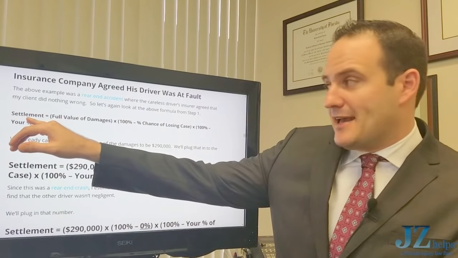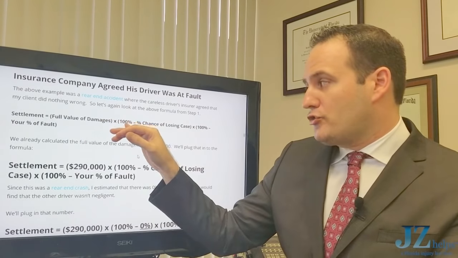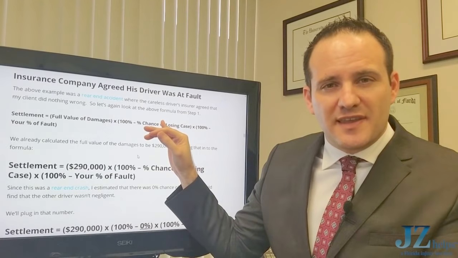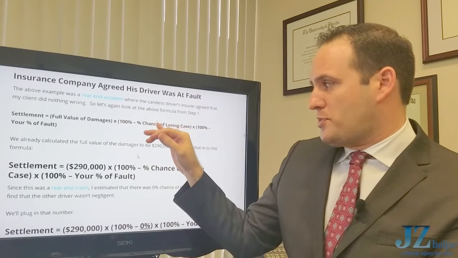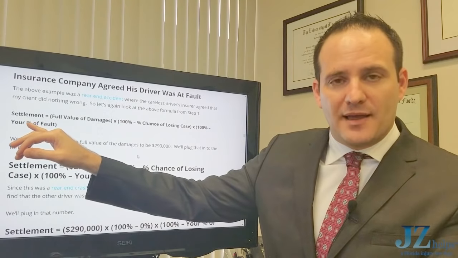So we get the settlement equals full value of damages, which is the $290,000 that we did early on, times 100% minus my client's chance of losing the case. The insurance adjuster agreed it was zero, so you put zero in there, times 100% minus my client's percentage of fault.